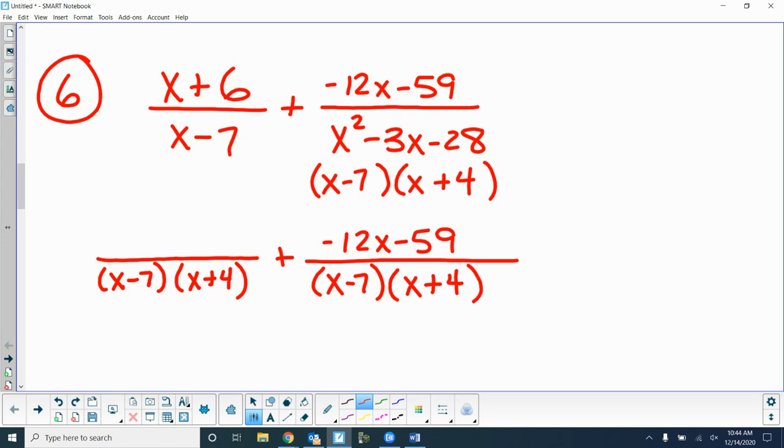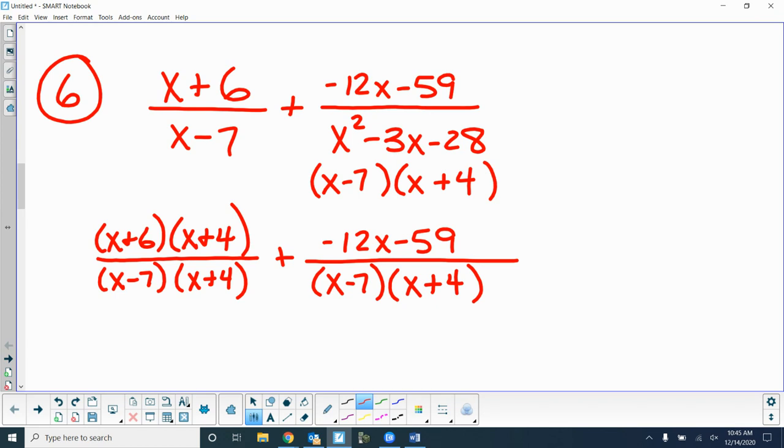Okay, if you look at the original denominator on the left, it was just the x minus 7. What I did to it to make it the common denominator is I multiplied by x plus 4. I got to do the same thing to the original numerator. I have to multiply it by x plus 4 also. Whatever you do to the original denominator, you have to do to the original numerator.